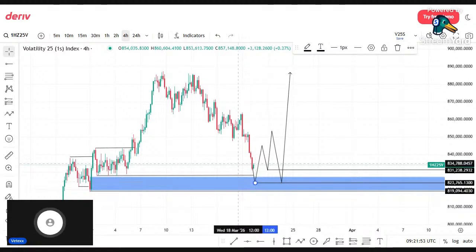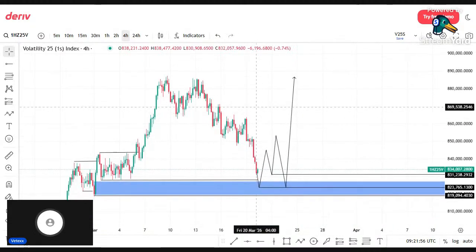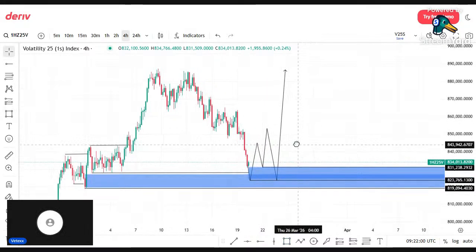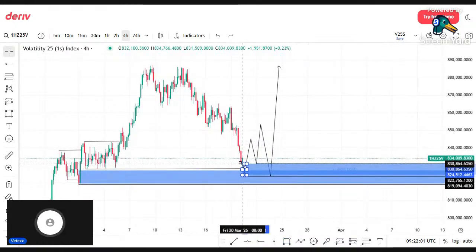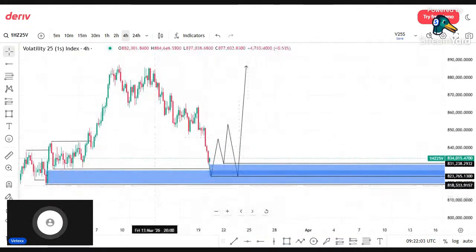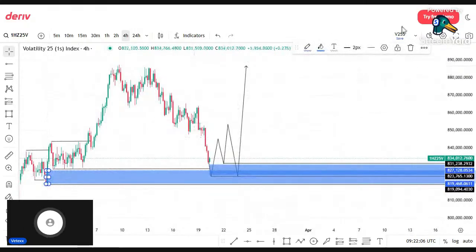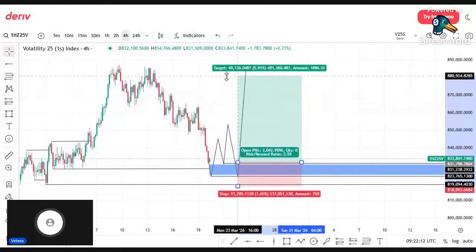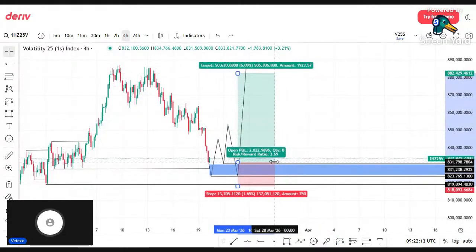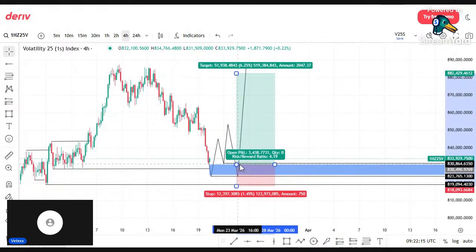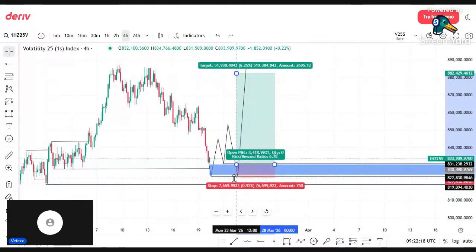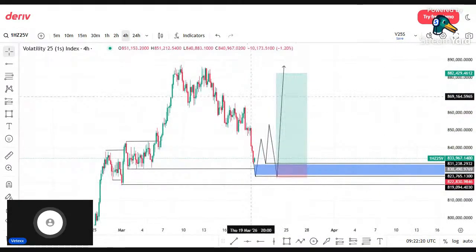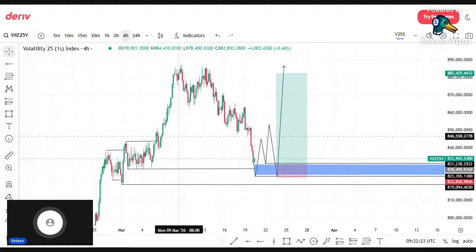So we have our new point of interest, which is this. So what is the next thing for us to anticipate? For price, let me take this out. So we anticipate for price to come into this zone and then buy to the upside. So this is all we are anticipating on V25-1 index.